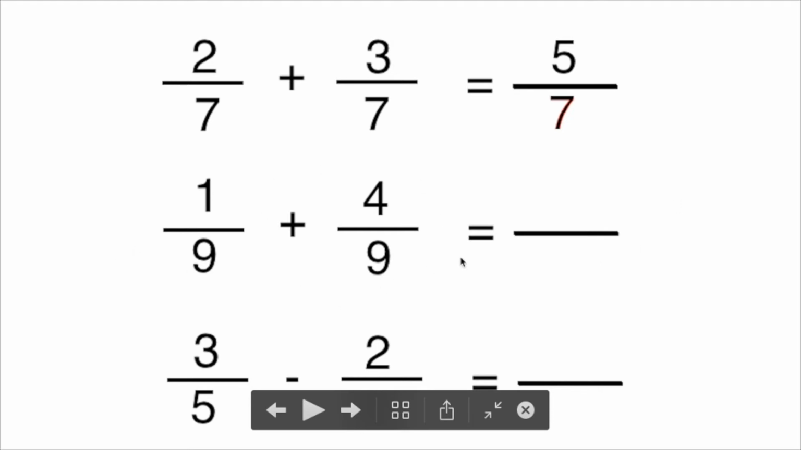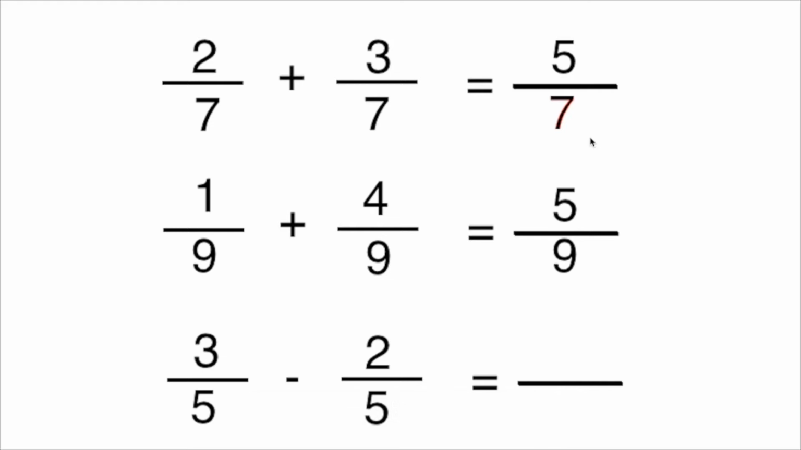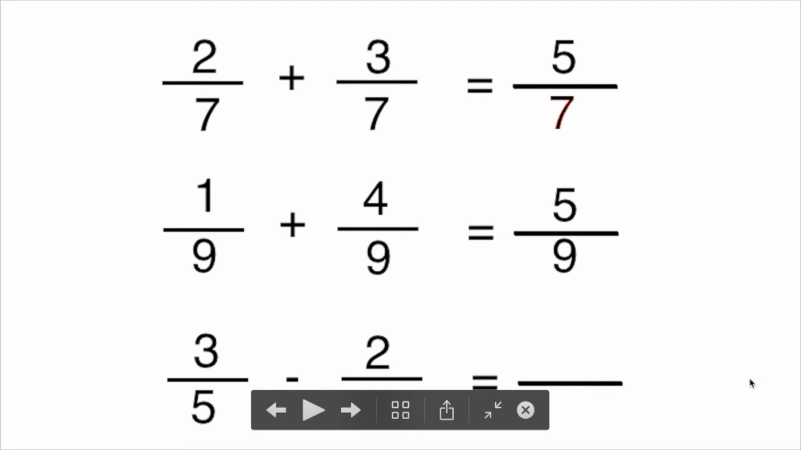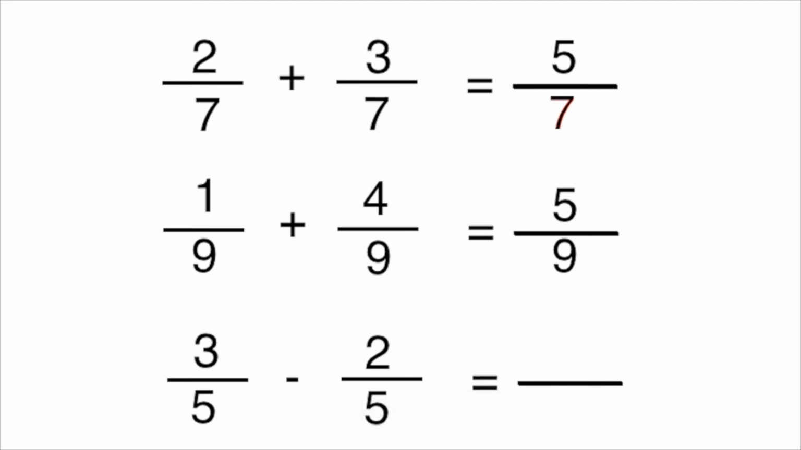So in this second example here, we have 1 over 9 and 4 over 9. Denominators are the same, 9 and 9, no problem. So we just keep it as 9. And then we add the numerators, 1 plus 4, 5. Beautiful. All right, at the very bottom there, we have a subtraction question, but it's the same idea. So we have two denominators, 5 and 5, as you can see. So we keep the answer, 5. And then the numerators, 3 minus 2, and that's 1. So the answer is 1 over 5.